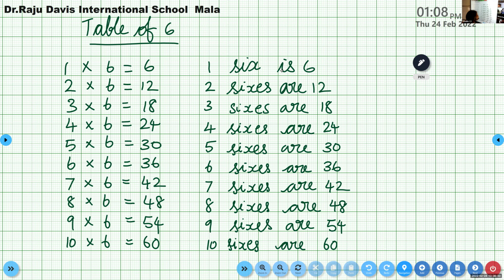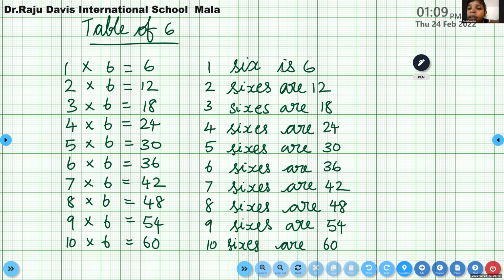3 into 6 equals 18. 4 into 6 equals 24. 5 into 6 equals 30. 6 into 6 equals 36. 7 into 6 equals 42. 8 into 6, 48. Okay. 9 into 6, 54. 10 into 6, 60. Okay, Risa, please start.